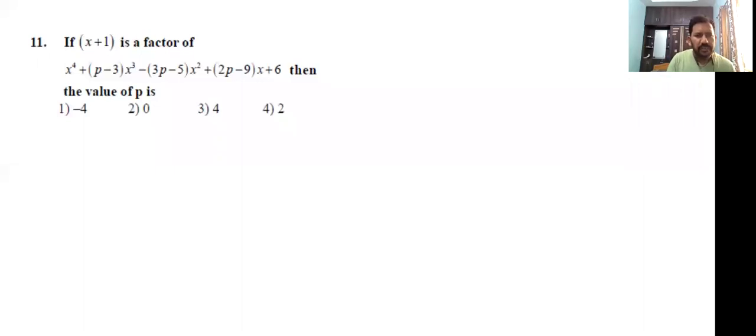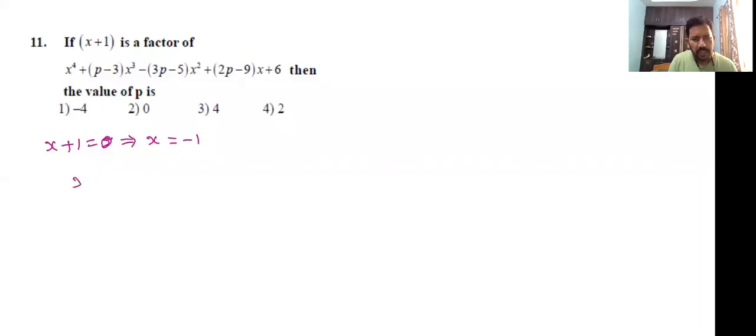11th question. If x plus 1 is a factor of the given expression, then the value of p is. So here we know that x plus 1 is equal to 0, then what is x? x is equal to minus 1. Now substitute minus 1 in place of x.